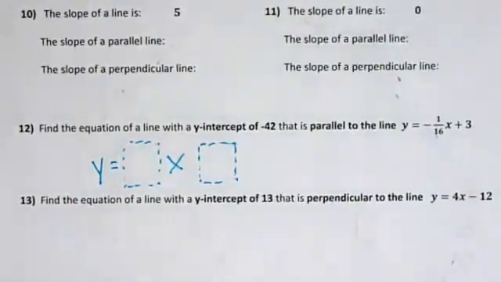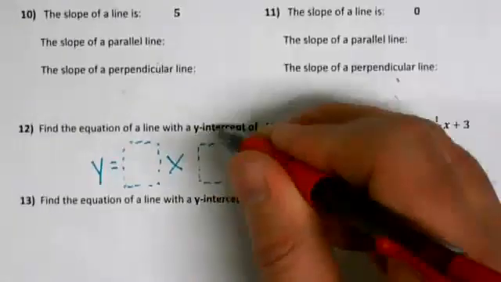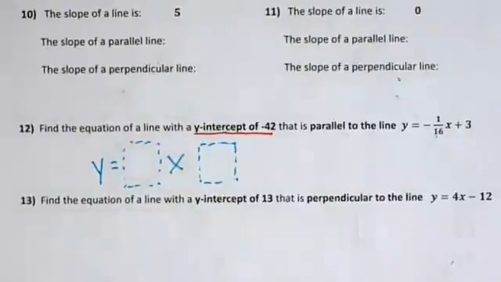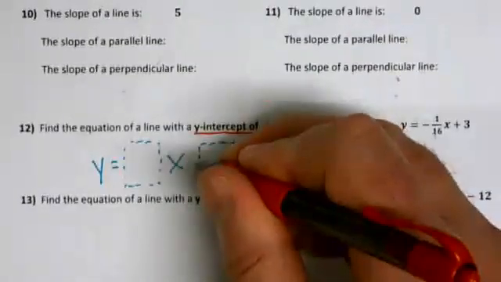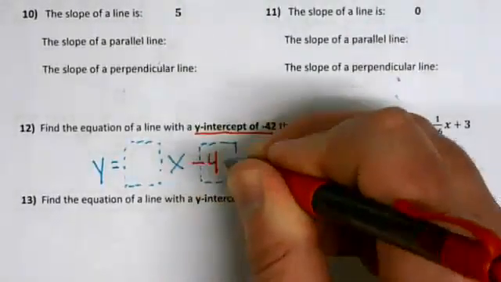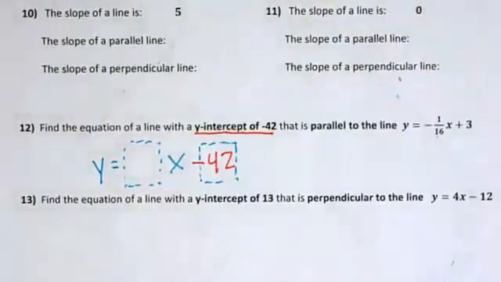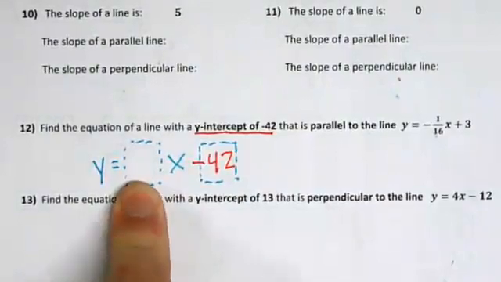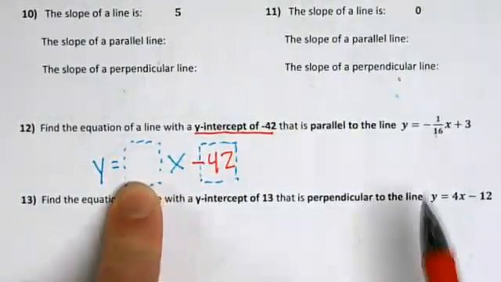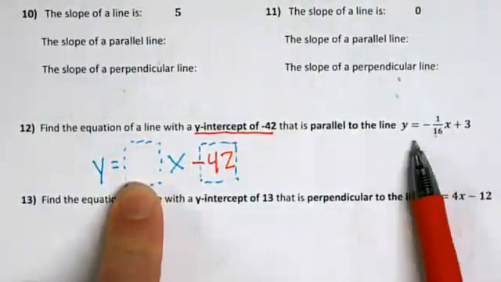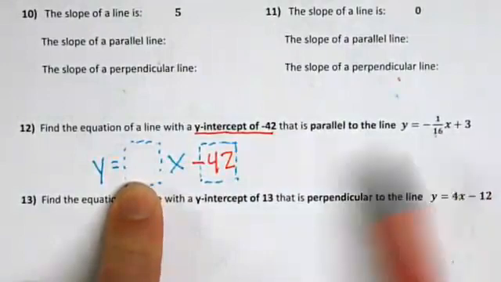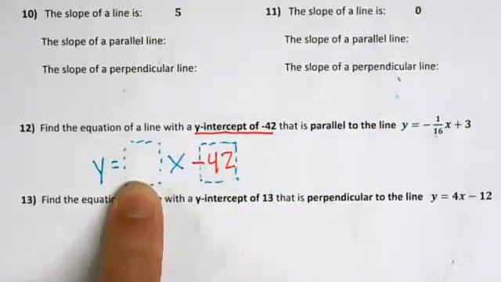So write the equation of a line with the y-intercept of -42. So the y-intercept is the thing that comes after the x. It's not attached to the x, so that's going to be -42. And we want our line to be parallel to the line y equals -1/16 x plus 3. What number am I focusing my attention on in this equation to help me find my slope for my new line? The -1/16. That's the slope of this line.